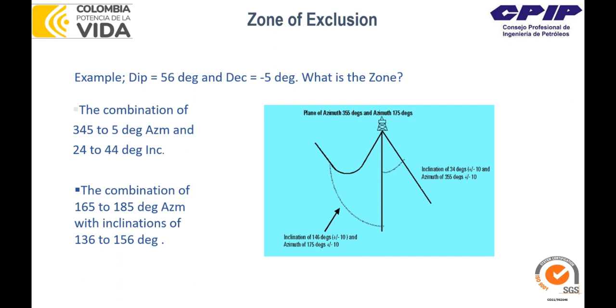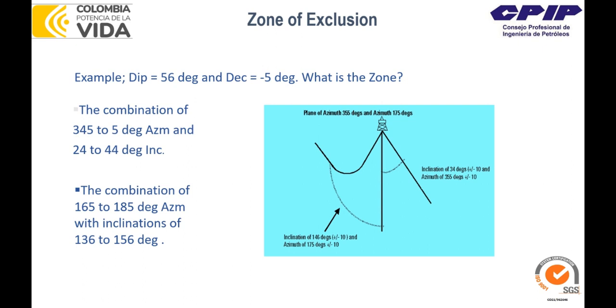So that's why it's also important to consider the zone of exclusion. For example, a declination of -5 degrees is an azimuth of 355 degrees. So therefore, here plus minus 10 degrees means 345 to 5 degrees azimuth. For example, when the dip is 56, the inclination is 90 minus 56, which is 34 degrees. So therefore, plus minus 10 results in a well inclination of 24 to 44.